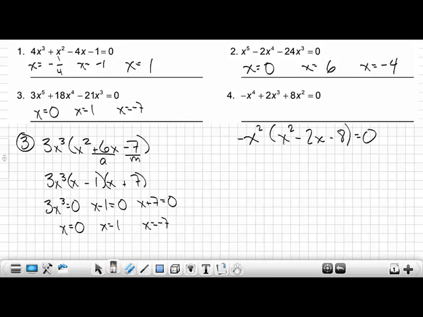Well, no, he applied exactly the same thing immediately. Riley, what multiplies to negative 8 adds to negative 2? Focus on that. Multiplies to negative 8. Negative 4 times positive 2. Good. And if I add negative 4 and positive 2, I get that negative 2. So we get x equals 0, x equals 4, and x equals negative 2.